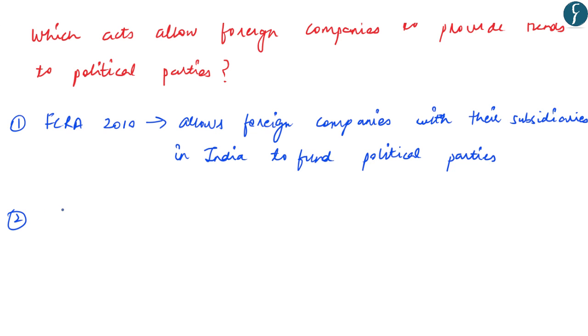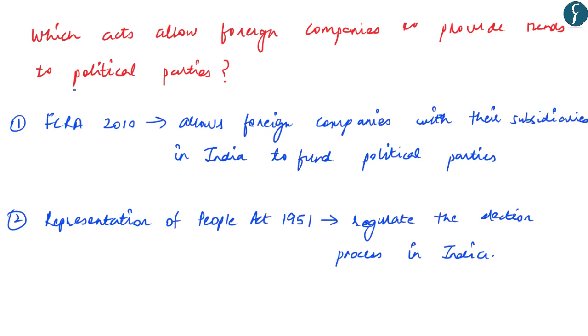And the second concerned act is Representation of People Act 1951. This act mainly aims at regulating the election process in India. So it was basically these two acts which allowed for foreign companies to provide funding to political parties. And now with the new amendment, this funding will be free from any kind of scrutiny.